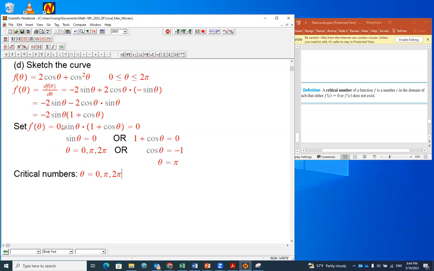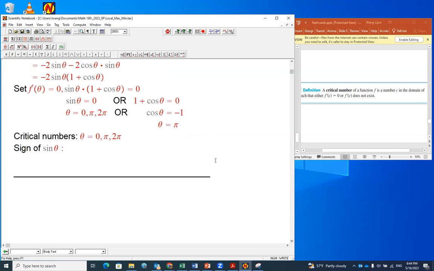And we know that sine theta, so we're going to study the sign of sine theta. Do we know the sign of sine theta? Well, sine theta is positive in the first quadrant, positive in the second quadrant, negative in the third quadrant, and negative in the fourth quadrant. So we look at the interval between 0 and pi. On this number line, you can use the sine curve as a reference. I assume all of us are pretty familiar with the sine curve, so let me bring up the sine curve for our reference.